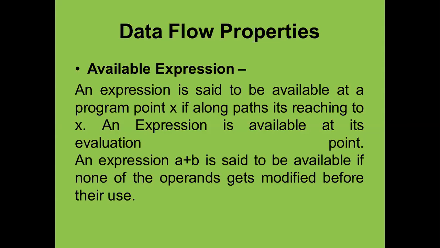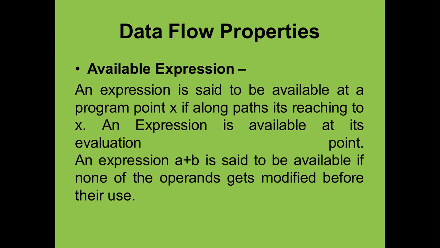How will we involve our calculation while writing the source code, if we are going to write any program and calculate the output? The output depends on the preceding one. Then an expression is available at its evaluation point. The final expression which is available at that evaluation point is called the available expression, and that will depend on the calculation of the preceding one.